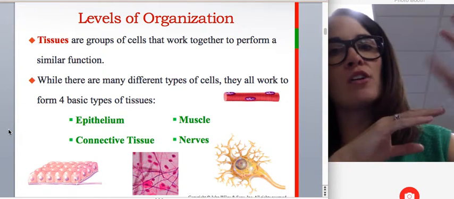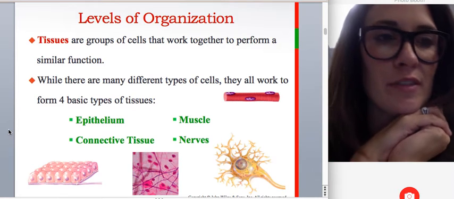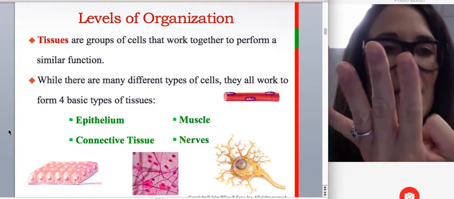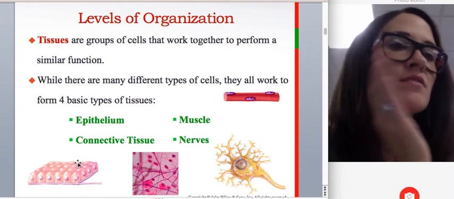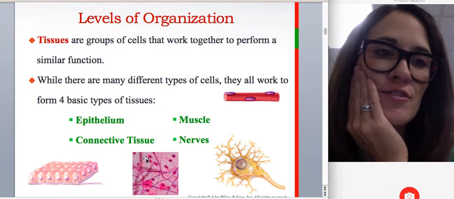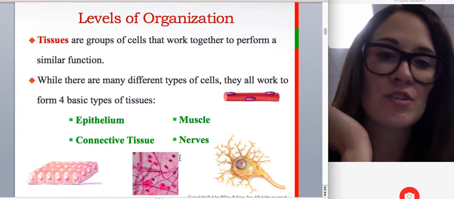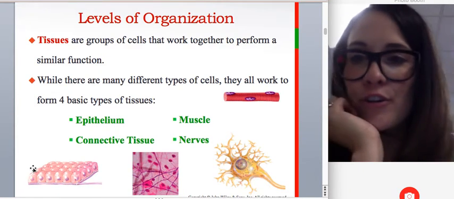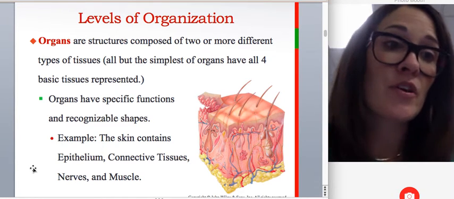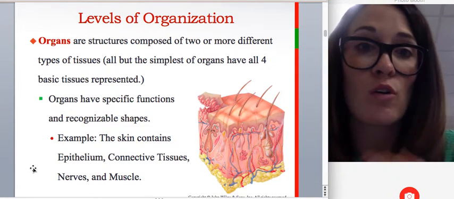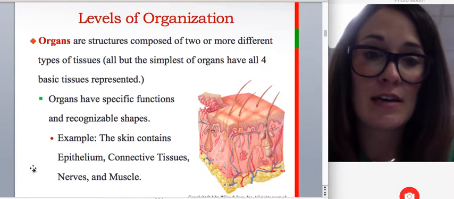Tissues are groups of cells that work together to perform a similar function. And there are 4 different types of tissues. You can see them listed here. Epithelial tissue, like your skin, connective tissue, like adipose tissue, which is fat, muscle, and nerves. Tissues make up organs. To be considered an organ, you need to have 2 or more different types of tissue.